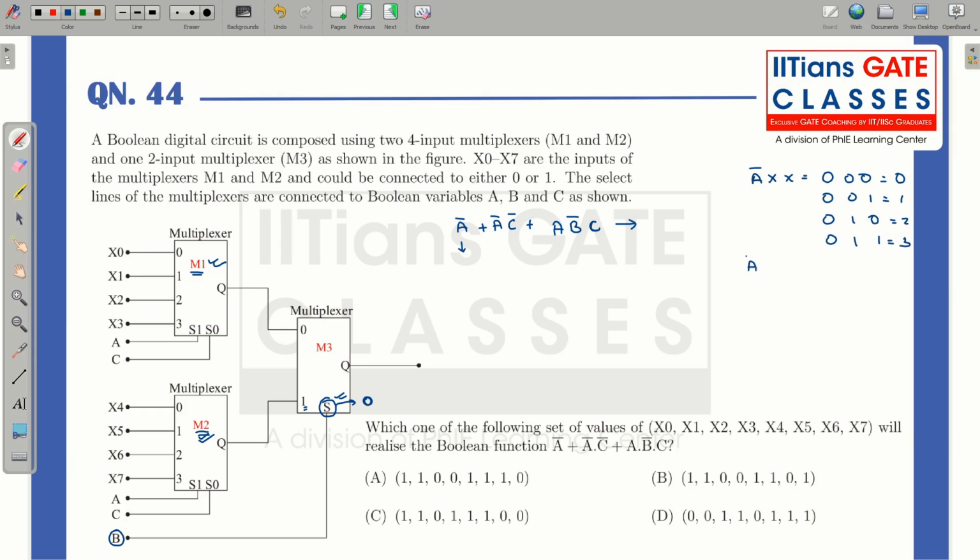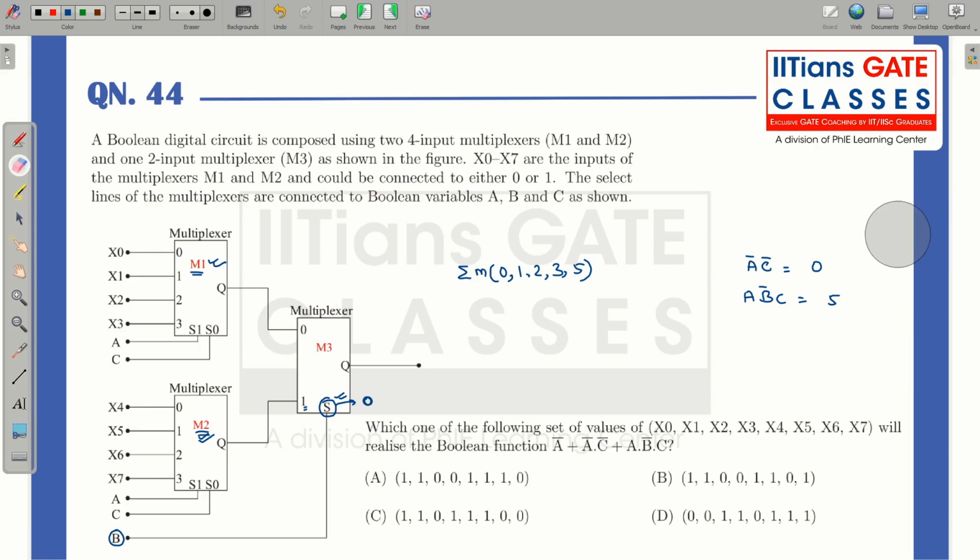Next is A complement C complement. So I can write it as A is 0, B is don't care, C is 0. So 0, 0, 0 and 0, 1, 0. So this will be 0 and 2. And last is A B complement C. So this is 1, 0, 1, so that will be 5. So the minterms for this expression will be 0, 1, 2, 3 and 5. Okay, fine. So let me erase all this part. Okay, so this is the minterm I got.